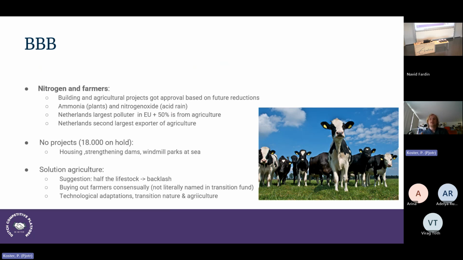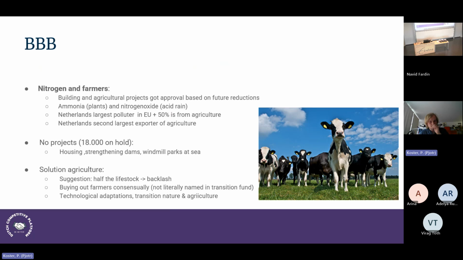So what this means is that currently there are no projects being done, because 80% of the 18,000 projects are on hold. This is things like housing projects, strengthening the dams, creating windmill parks at sea. All of these things are now not happening because we have too much nitrogen. The idea is that because agriculture is such a large part of the reason why we have the nitrogen, we limit that. If you limit that, there's more nitrogen in the nitrogen wallet that you have, and therefore you'll be able to make more of these projects.